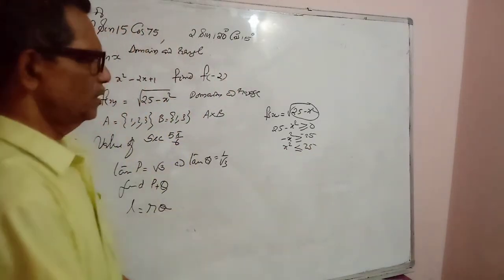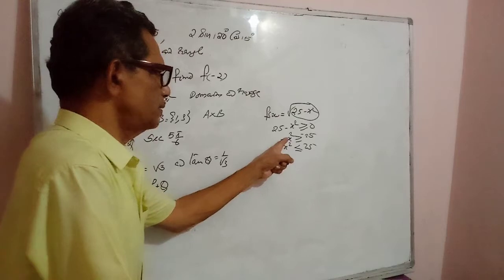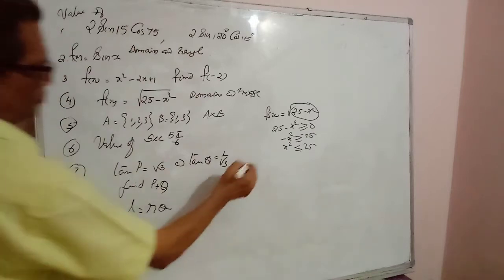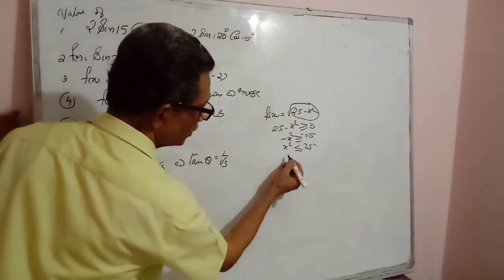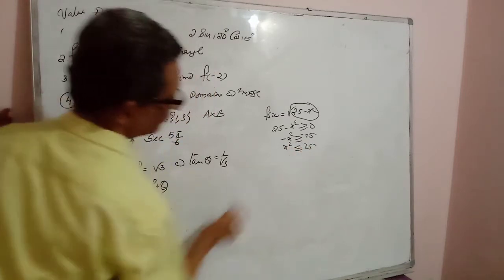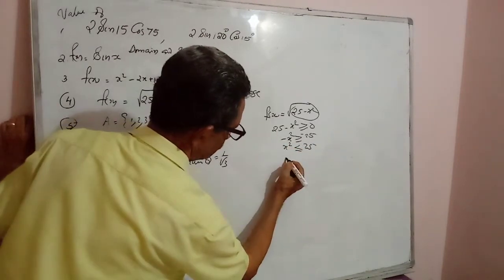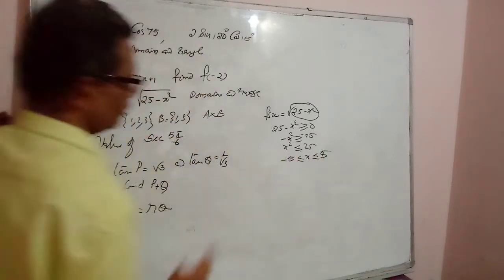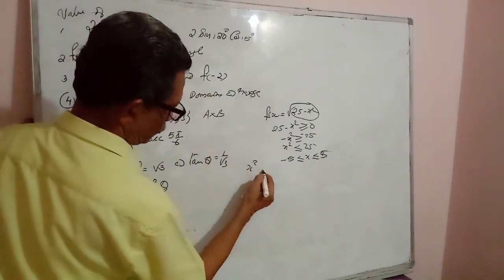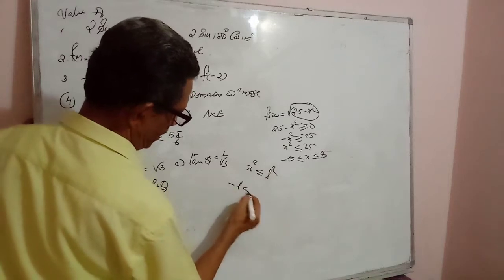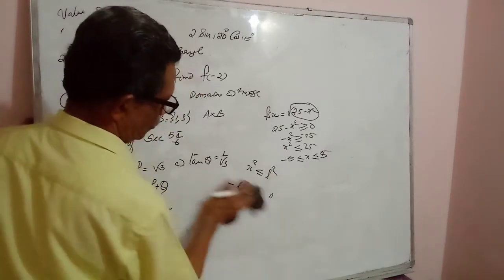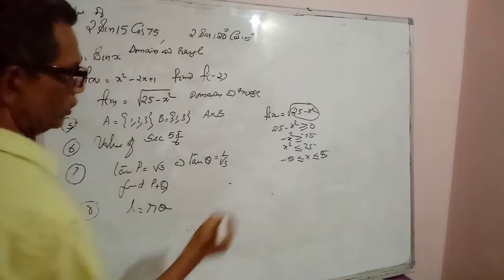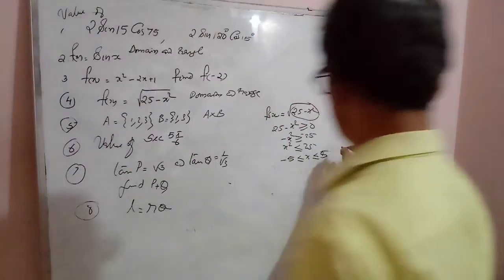Very important concept: you have to make this x square positive. In order to make it positive, multiply the inequality by minus 1, so the inequality reverses. Minus x square greater than or equal to minus 25 becomes x square less than or equal to 25. Then minus 5 less than or equal to x less than or equal to 5. There is a rule: x square less than or equal to l square, then minus l less than or equal to x less than or equal to l. So the square root of this is plus or minus 5. Minus 5 less than or equal to x less than or equal to 5. So the domain is the closed interval from minus 5 to 5.